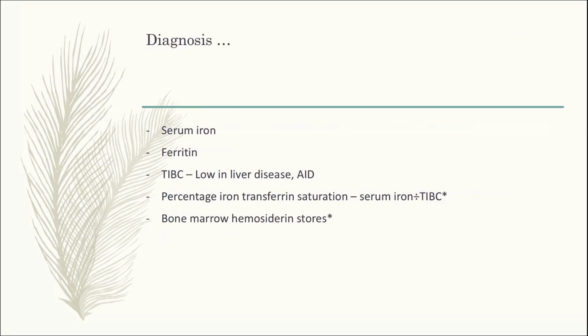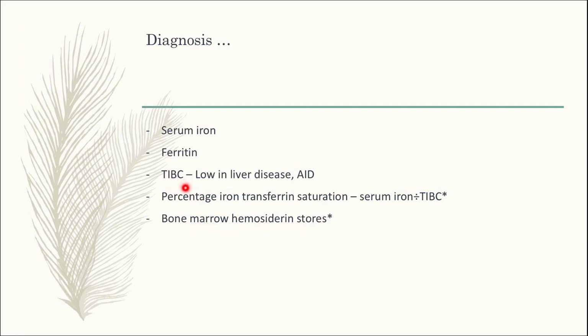So how to diagnose anemia of chronic hemorrhage and iron deficiency? All you need to do is estimate serum iron levels, serum ferritin levels, and you need to do a test called total iron binding capacity, and you also need to estimate percentage iron transferrin saturation and bone marrow hemosiderin stores.